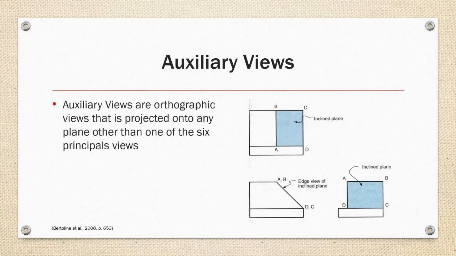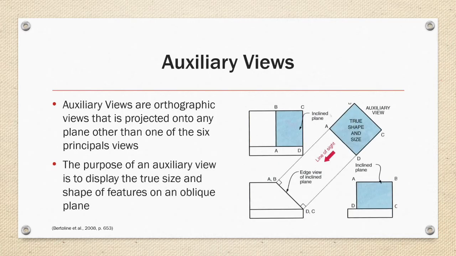Auxiliary views are orthographic views that are projected onto any plane other than the one of the 6 principal views. The purpose of an auxiliary view is to display the true size and shape of a feature on a plane that occurs oblique in relationship to the primary 6 orthographic views.